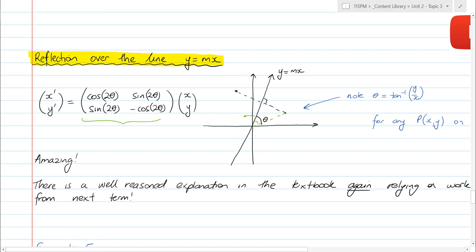Could you reflect trigonometric functions? Yep, using trigonometry. Keep in mind that once you've defined that you're reflecting over the line y equals 7x, you know theta, which means that this is not a variable matrix anymore, it's just a bunch of numbers. They're going to be complex and not nice numbers, but they're just going to be a bunch of numbers.